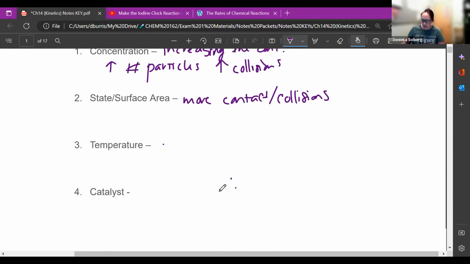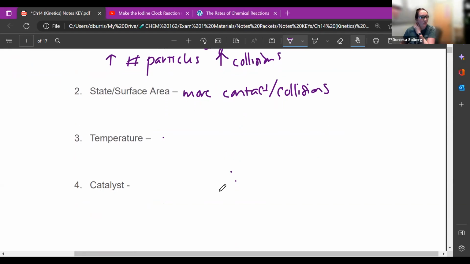Okay, temperature, as he had said, essentially means particles are moving faster. So you're going to have more particles that are at the correct energy or the activation energy. So moving faster increases energy. Okay, so they're going to have more energy or more particles that are the correct activation energy.